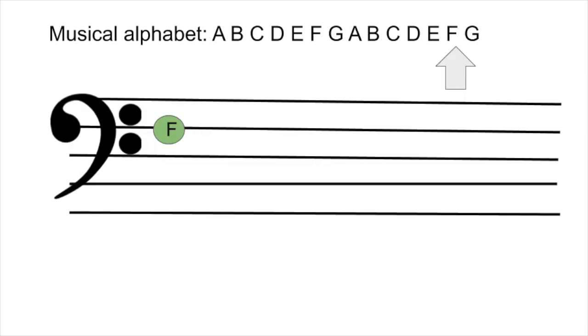Let's practice. We know that this note is an F. So, if we move up to the space above an F, we're going to go up the musical alphabet to the next letter, which is G. If you have a note on the staff way down here, simply count down the musical alphabet until you get to that note. So this note is an F.